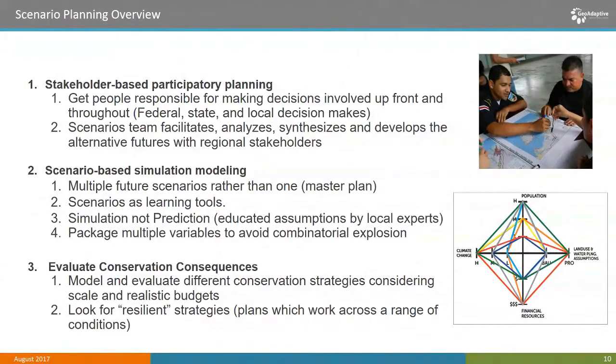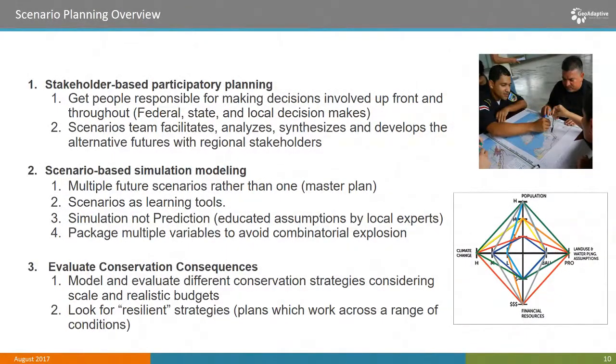Scenarios are a learning tool, so it's not always about the outcome of the scenario, but also the process of developing it and seeing what people find important or what people consider to be the most critical driving forces. It's a process of simulation, not prediction. We don't know exactly what will happen, but we can get a better idea of what the possible outcomes will be based on the scenarios.